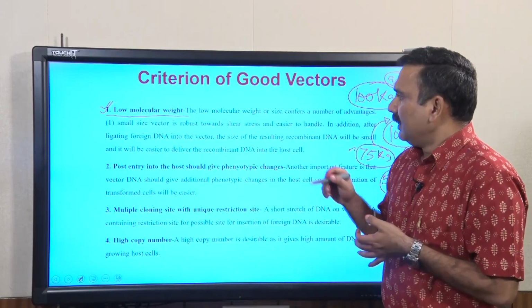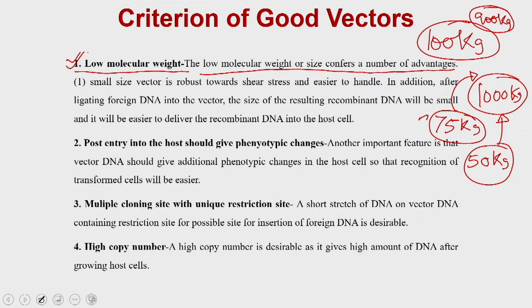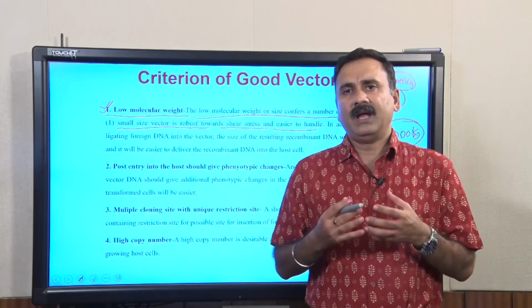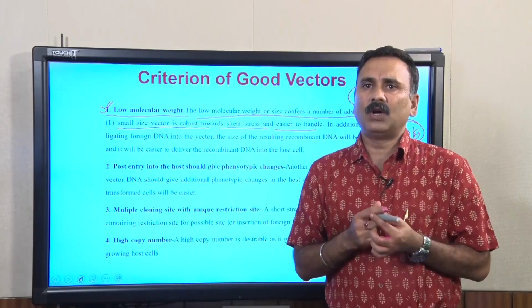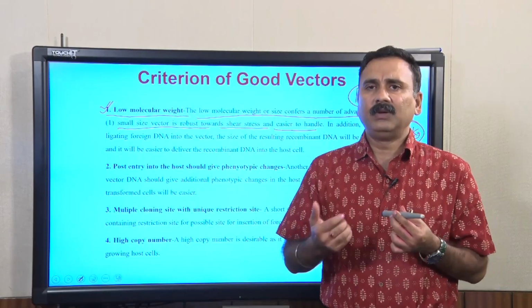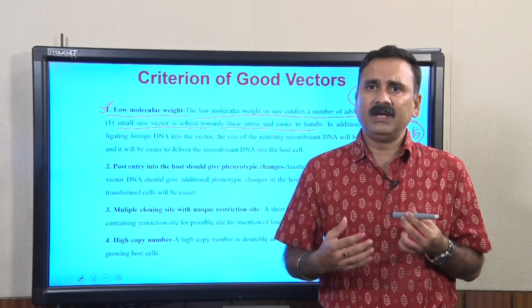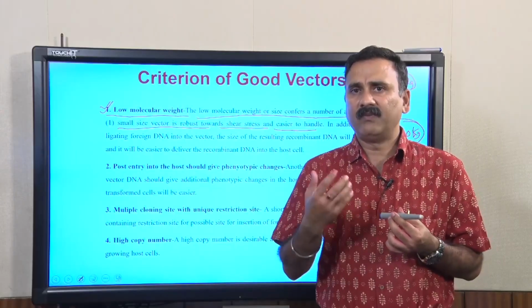So, the low molecular weight has many advantages. One is that the small size of the vector is robust towards shear stress and easy to handle, because you can imagine that if you have a large DNA, it is prone to shear stress, and the isolation of this kind of vector is time consuming as well as not easy to perform.